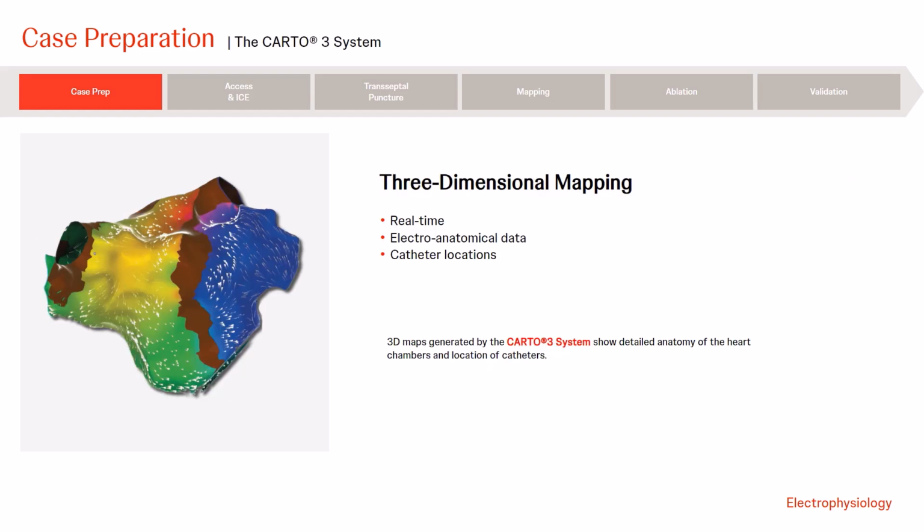First, let's discuss the Carto 3 system equipment setup, electrophysiology or EP lab staff, and considerations for the procedure. The Carto 3 system is an advanced mapping system that creates real-time, three-dimensional maps of the patient's heart. It also captures electroanatomical data to be stored and displayed using specialized catheters. Diagnostic and therapeutic catheters can be visualized within the heart chambers. This helps the physician to diagnose, interpret, and treat heart arrhythmias.